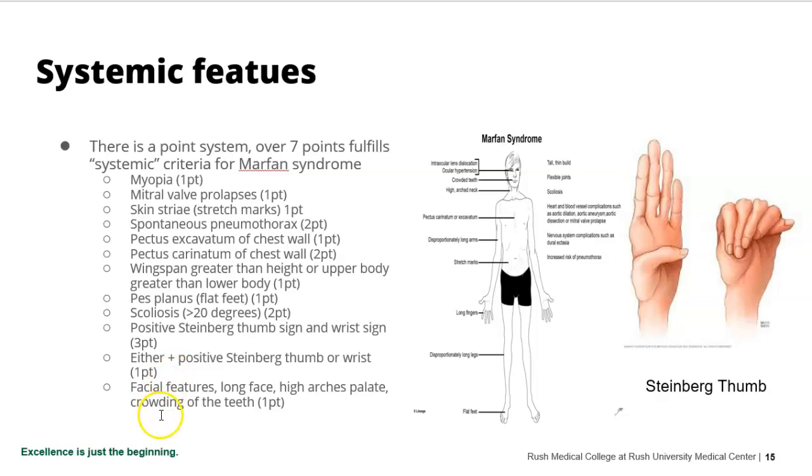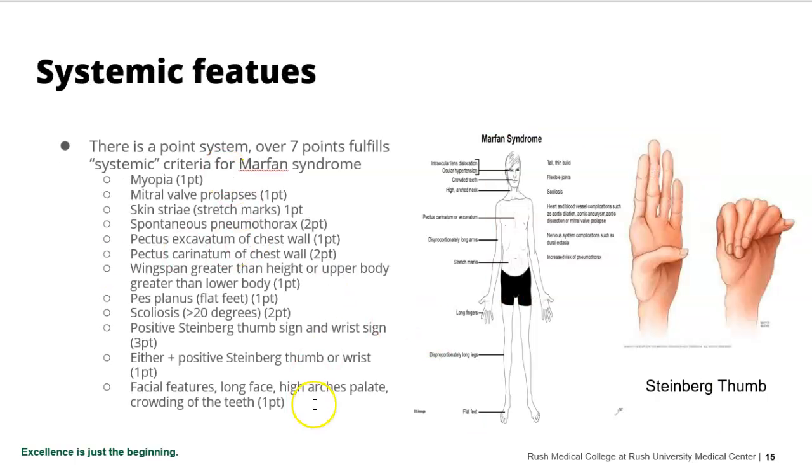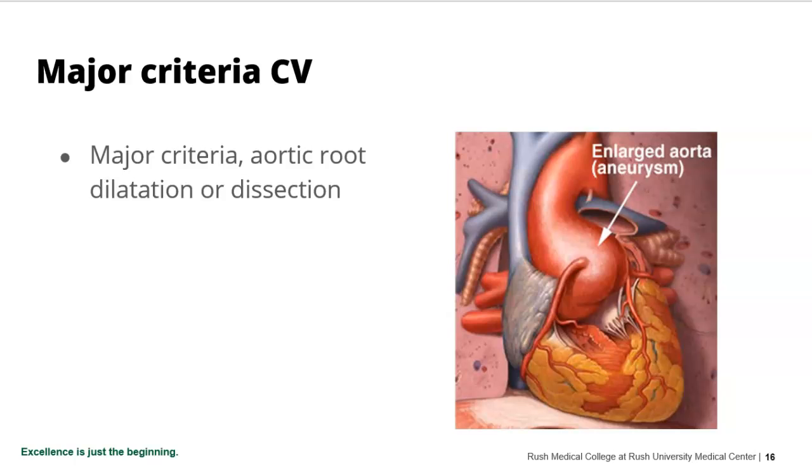And then facial features include a long face with a high arch palate, crowding of the teeth. One of the questions that I'll ask about crowding of the teeth is, did you need braces? And when you got braces, not counting your wisdom teeth, because everyone needs to get their wisdom teeth out, did they have to remove teeth? So those are systemic features, and you need 7 points. So you add up all these points and you see how many you get.